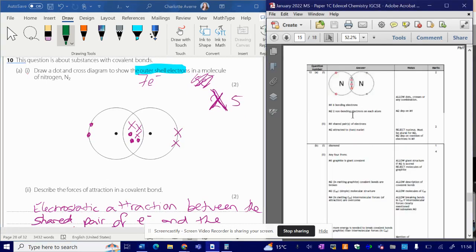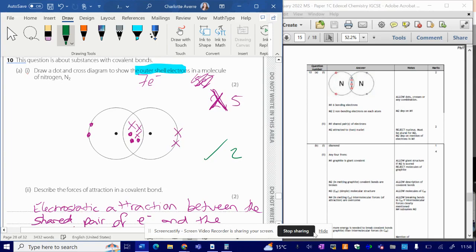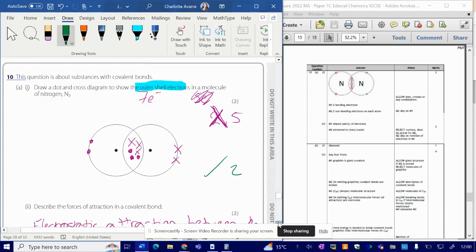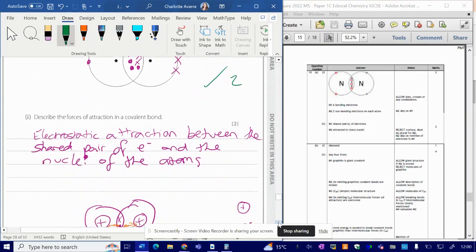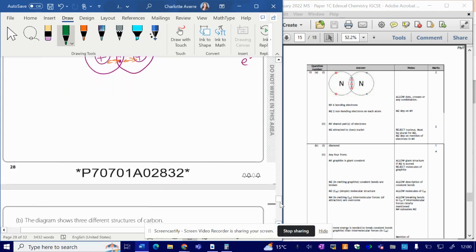Okay, nitrogen, no problems there. Describe the forces of attraction in a covalent bond. We've mentioned our shared pair of electrons, and we mentioned the fact that they are attracted to two nuclei, so that's 2 marks.